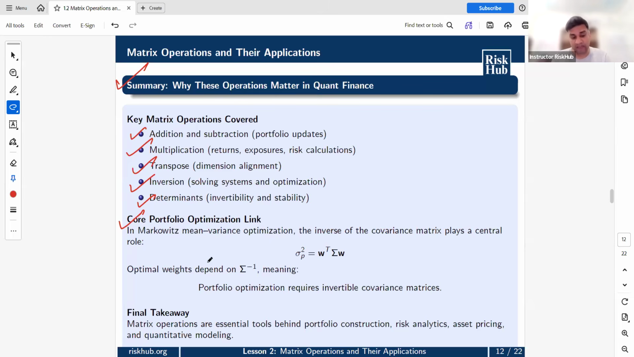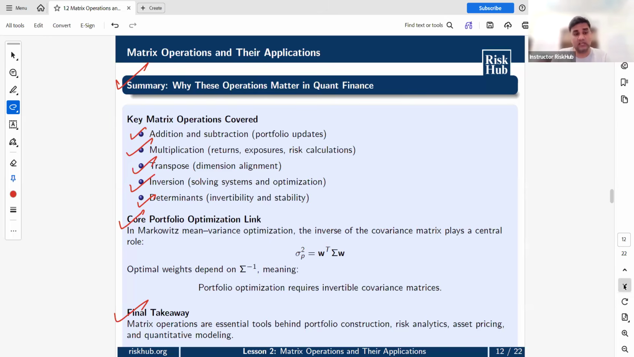Now, the final takeaway of this entire understanding is that matrix operations are essentially the tools behind your portfolio construction, risk analytics, asset pricing, quantitative modeling. Actually, linear algebra is to quant finance what calculus is to physics, right? It is the foundational language which we need to understand. Okay, so keep that in mind.